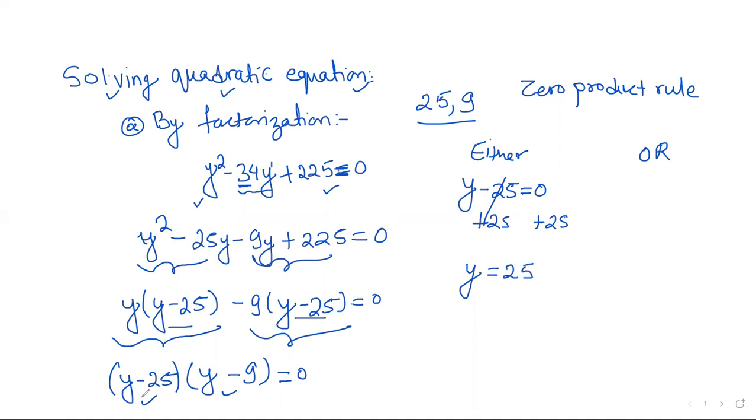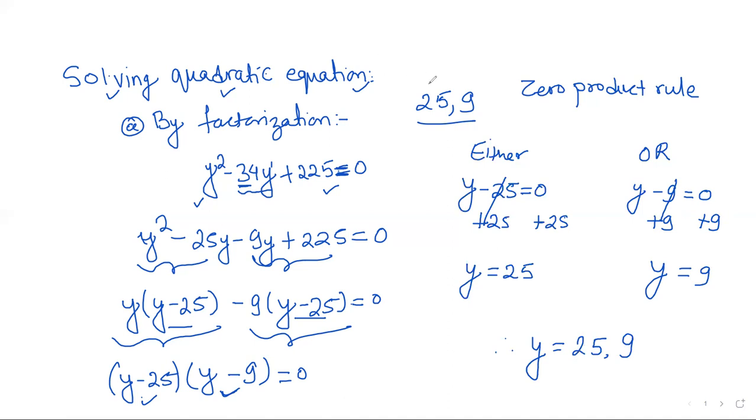Either the first part, y minus 25, equals 0, or the second part, y minus 9, has to be equal to 0. One of them must be equal to 0. Here you add 9 using the same linear equation solving technique, and you get y equals 9. So what do we get? We get the two values of y as 25 and 9. And this is the same answer as we got in the previous videos using the other method. So that means we did it correctly.